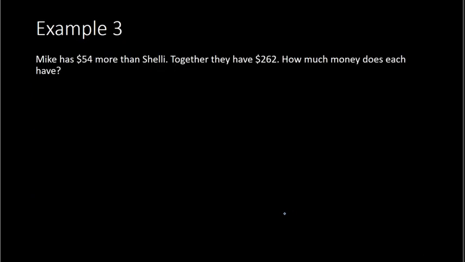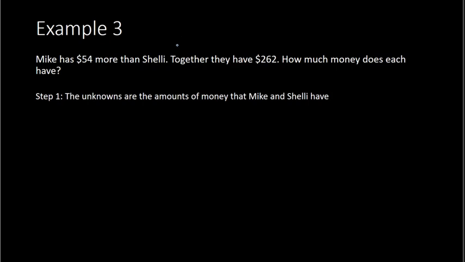In example 3, Mike has $54 more than Shelley. Together, they have $262. How much money does each have? So step 1 is to determine your unknowns. And that is going to be how much money Mike has and how much money Shelley has. So using that information, we can establish our variables.